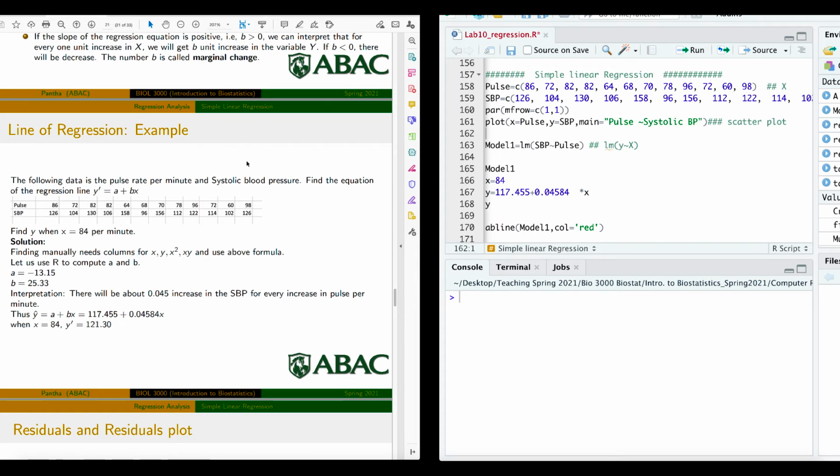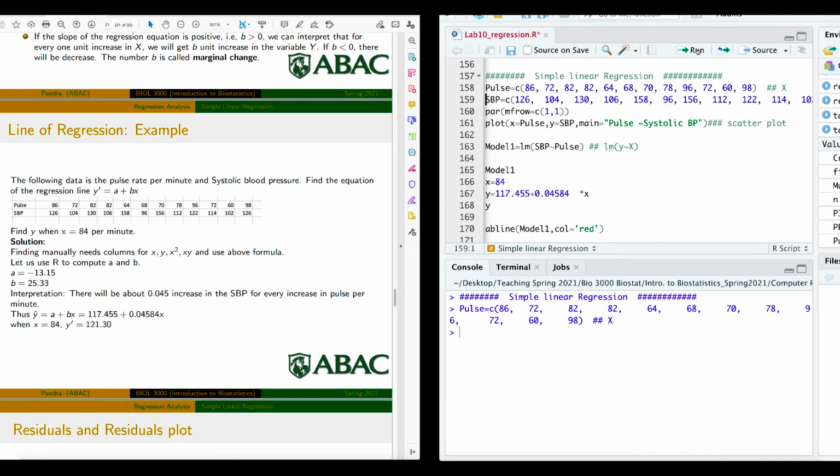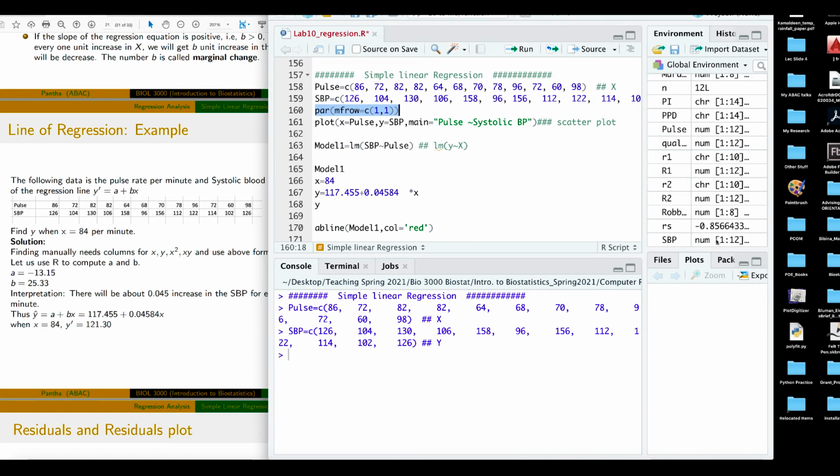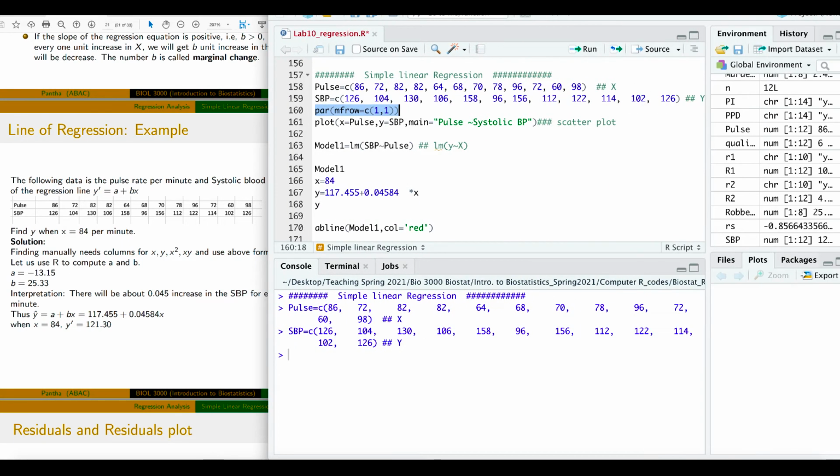So if you want to do R, then you copy that first data as pulse. I just copied that. And second data is the systolic blood pressure. The par MFROW 1 is just you want to see the plot in only one plot there. So what that means is, let me show you.